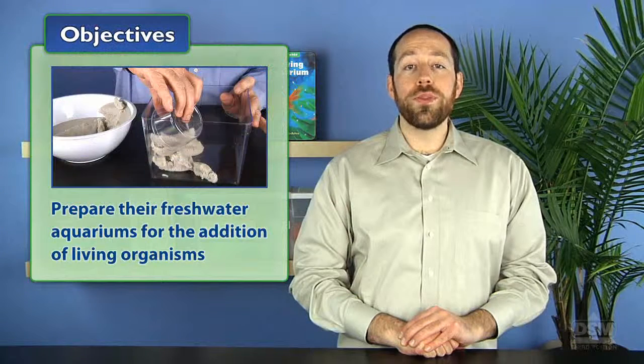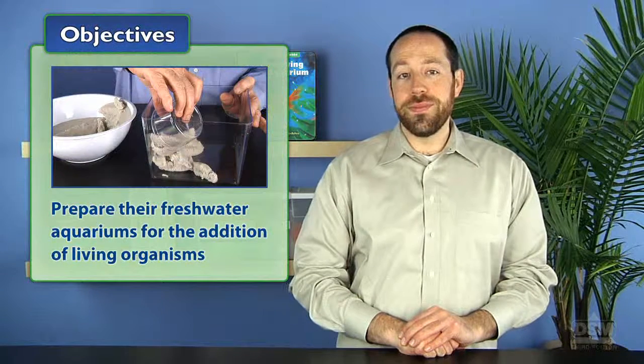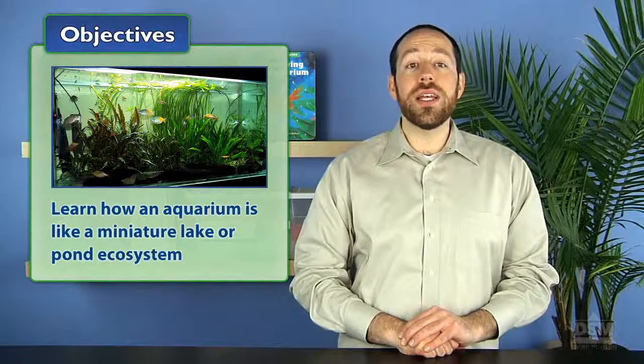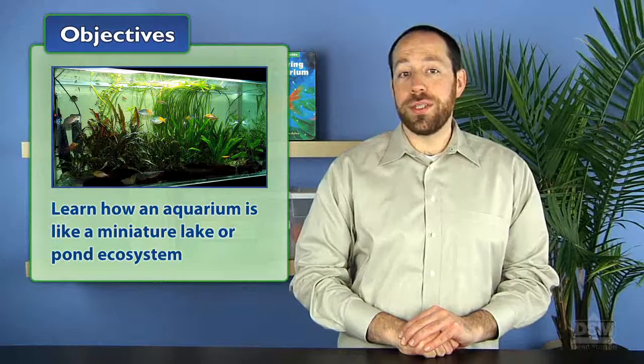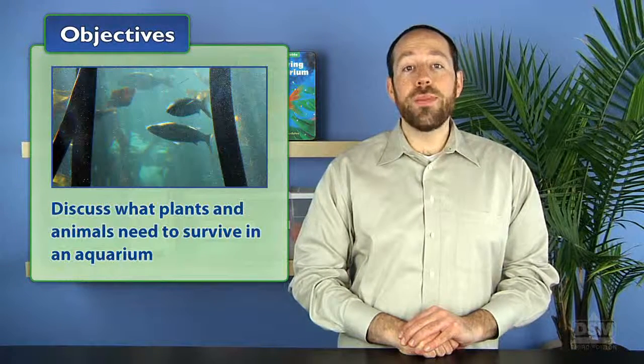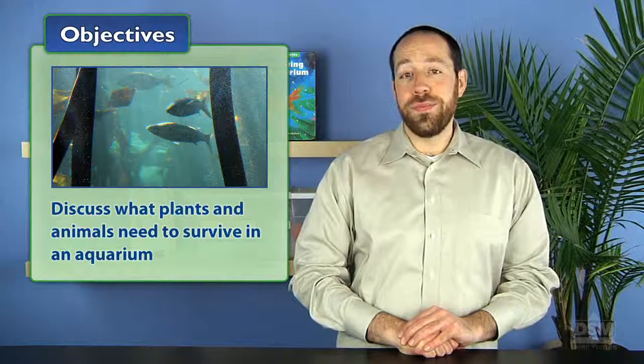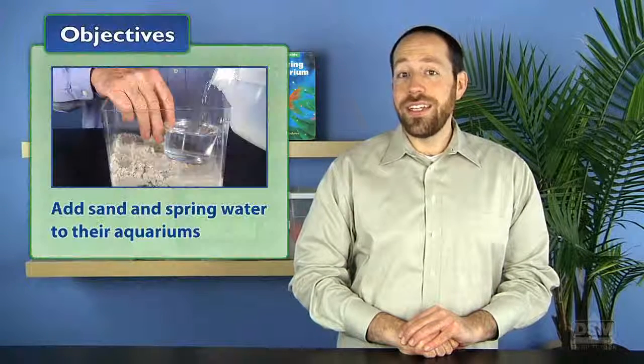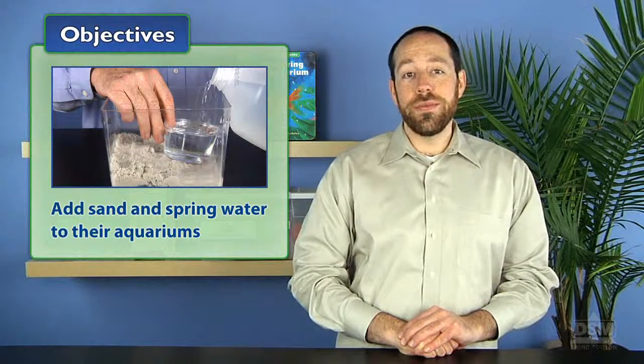In Activity 2, Setting Up an Aquarium, students prepare their freshwater aquariums for the addition of living organisms. They learn how an aquarium is like a miniature lake or pond ecosystem and discuss what plants and animals need to survive in an aquarium. They then add sand and spring water to their aquariums.